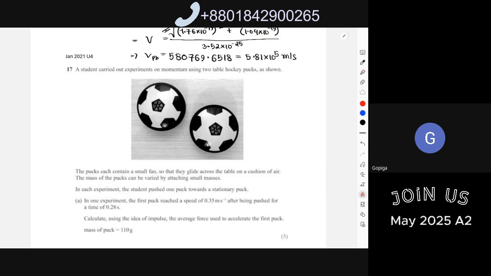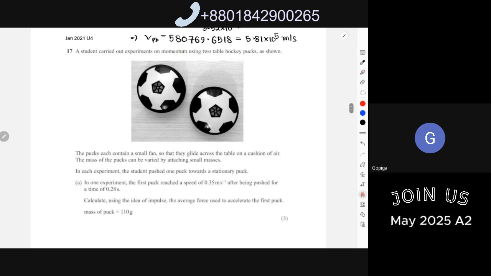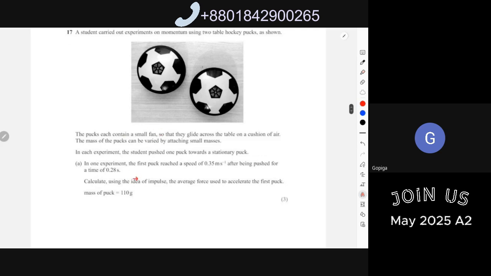We will have classes only about angular momentum. This is from Jan 21, Unit 4. A student carried out experiments on momentum using two table hockey pucks as shown, and each contains a small fan, so they can glide across the table on a cushion of air. The mass of the pucks can be varied by attaching small masses. Their masses can be changed over here.